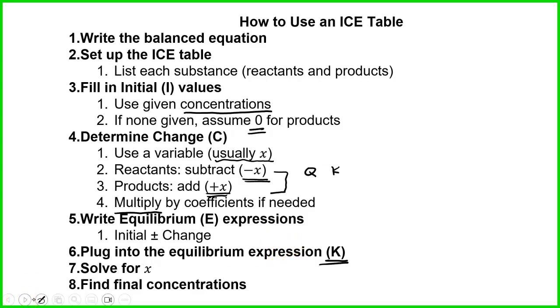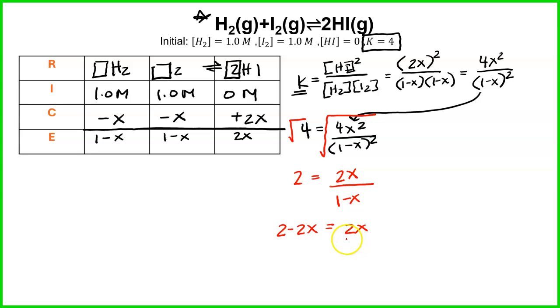Then I'm going to try to solve for X by dividing both sides by 2. I can take the 2 out of this expression here. And then I'm left with 1 minus X equals X. 1 equals 2X. And finally, X equals 1/2. Not quite my final answer. That's what X is equal to.